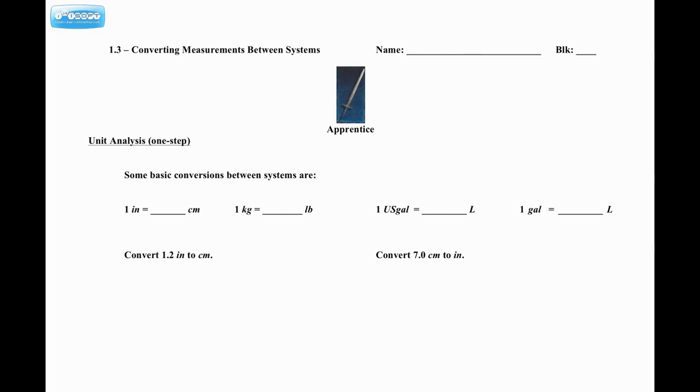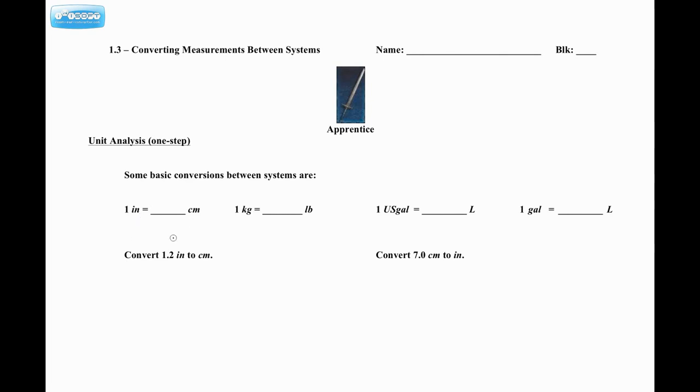Chapter 1, Section 3, we're moving on to converting measurements between systems. So we've worked separately with the metric system, or SI system, and the imperial system. Now we're going to mix the two. It's pretty easy. So let's do some one-step unit analysis. Here are some basic conversions.